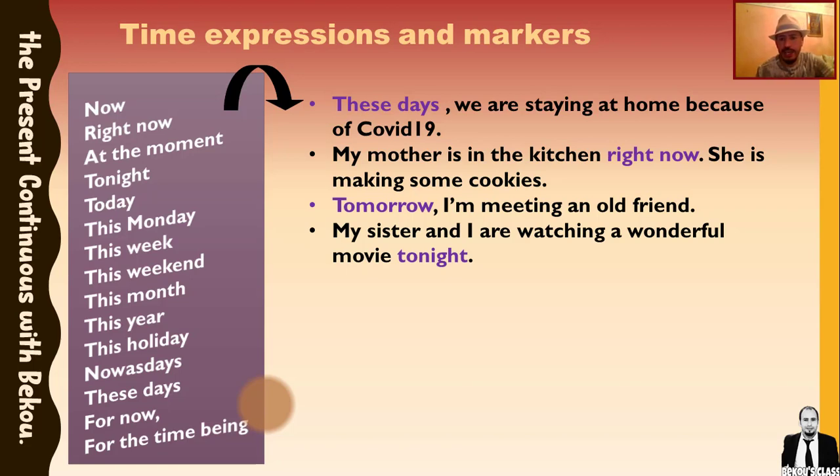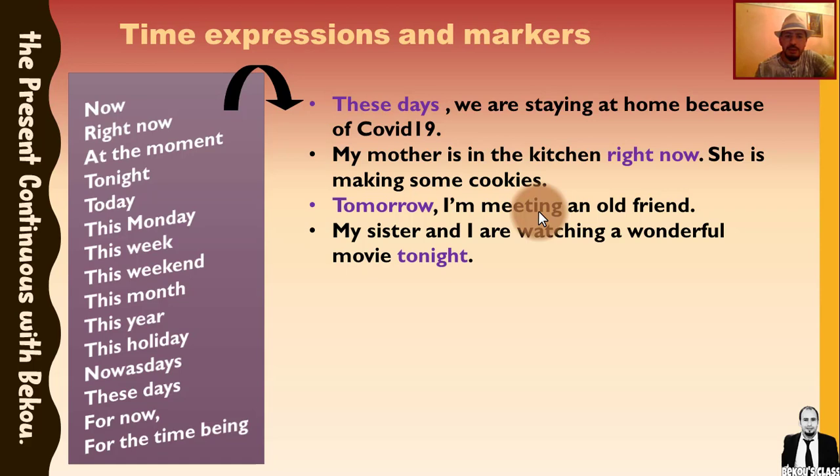Number two, my mother is in the kitchen right now. So what is she doing in the kitchen? She's making some cookies for Ramadan, maybe. Number three, tomorrow I am meeting an old friend. I talked about tomorrow, so tomorrow means the future, but here we use I am meeting an old friend. So it's a plan. You are planning to meet an old friend. Number four, my sister and I are watching a wonderful movie tonight.